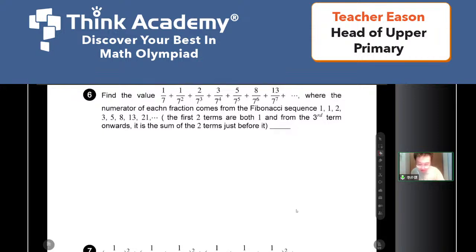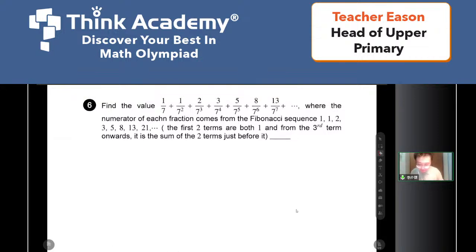an RMO real question. So now for this one, you will see the sum of several fractions, where the numerator is a Fibonacci sequence. The denominator, yeah, is a very classic geometric sequence, right? So it's something like a geometric sequence, but not exactly the same, because the denominator is, but the numerator is not.